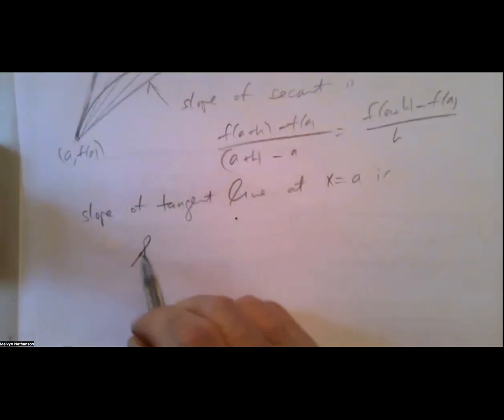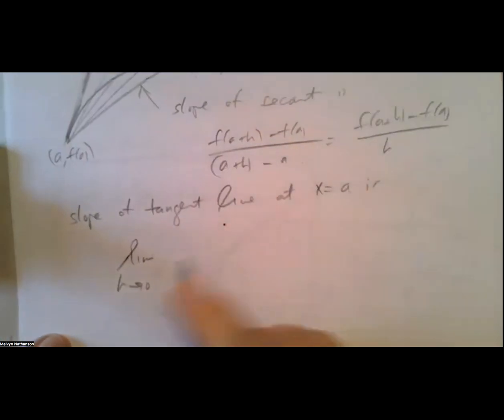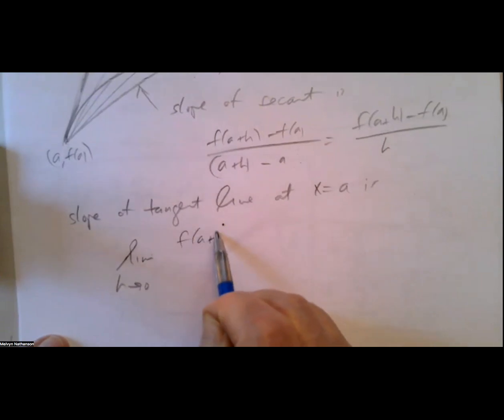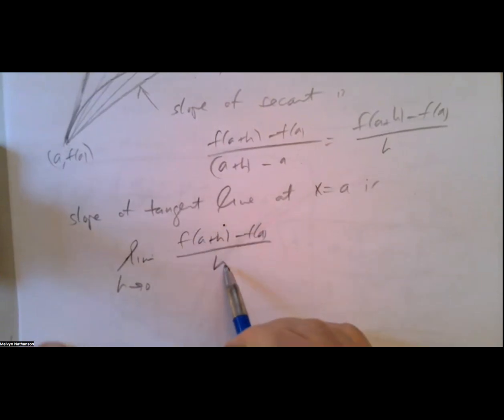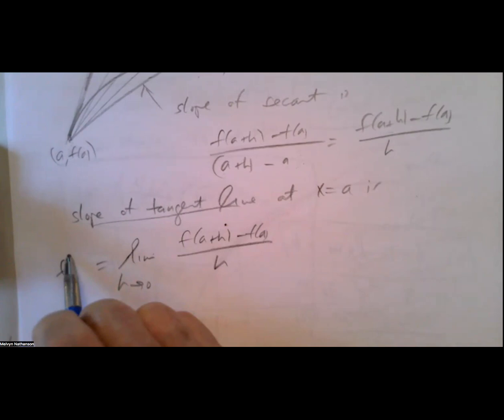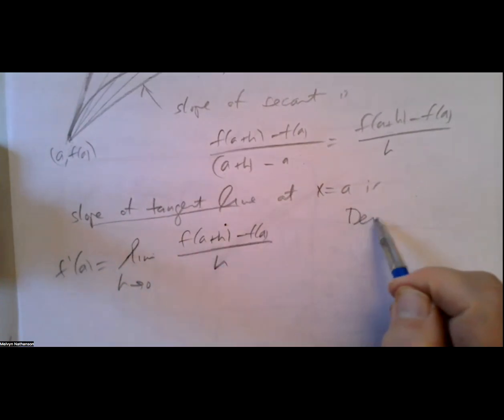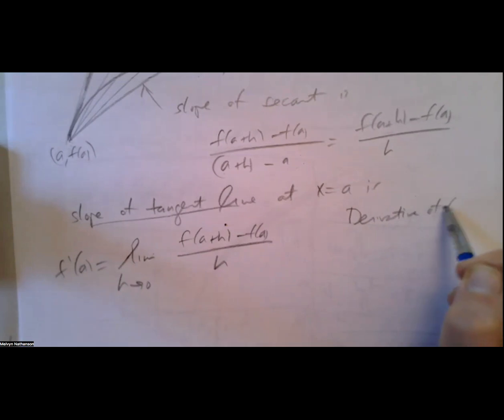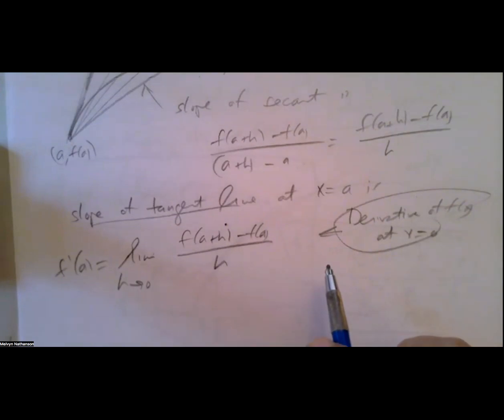So the slope of the tangent line at x equal a is the limit as h goes to 0 of f of a plus h minus f of a over h. And that's the slope of the tangent line, and that is what is called the derivative. This is the derivative of f of x at x equal a, is this limit if it exists.